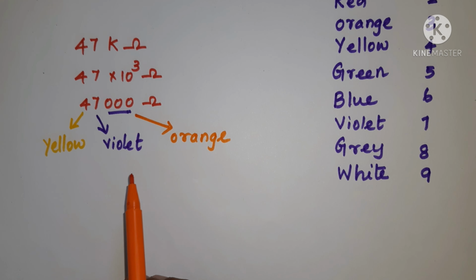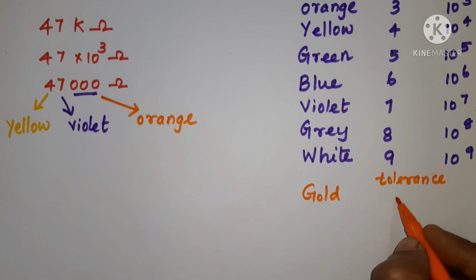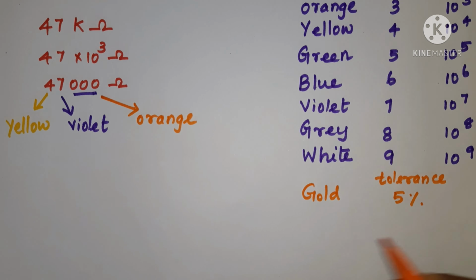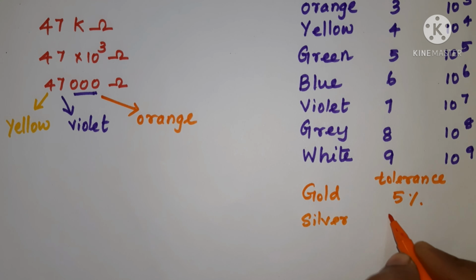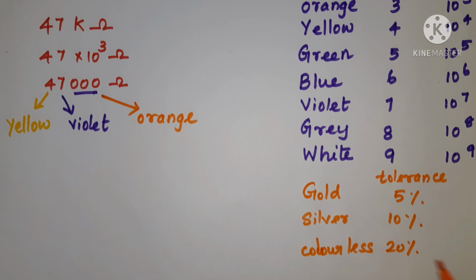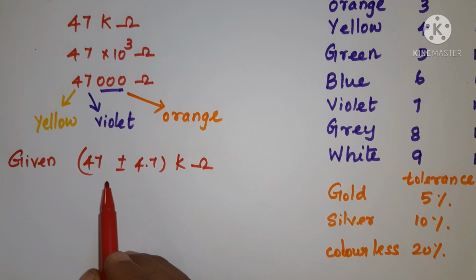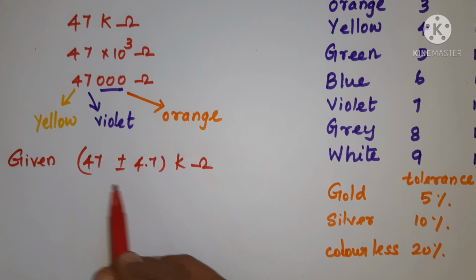Now we have to find what is the tolerance of that resistor. If it is gold, it is 5% tolerance, and if it is silver, it is 10%, and colorless means we say that to be 20% tolerance for the particular resistor. Given 47 plus or minus 4.7 kilo ohm is that resistor.